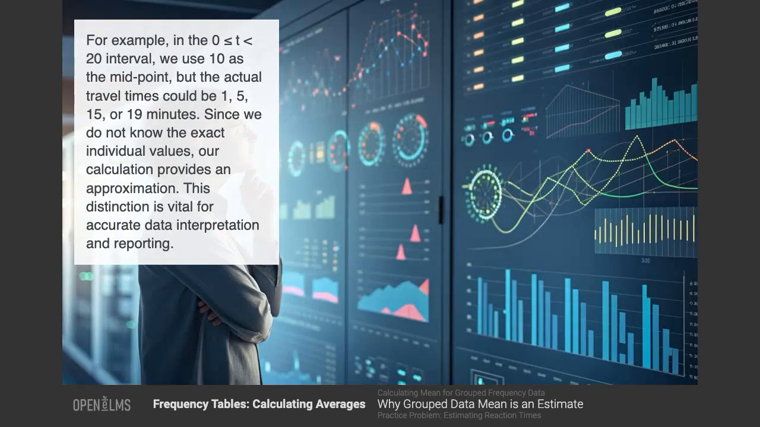For example, in the 0 to 20 interval, we use 10 as the midpoint, but the actual travel times could be 1, 5, 15, or 19 minutes. Since we do not know the exact individual values, our calculation provides an approximation. This distinction is vital for accurate data interpretation and reporting.